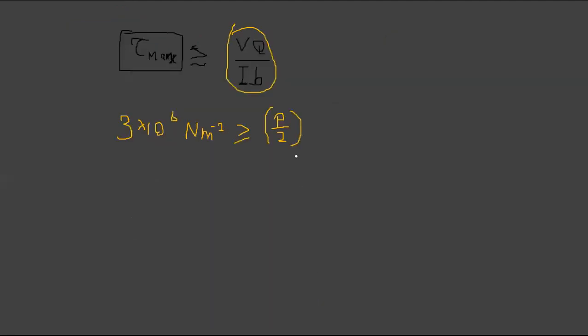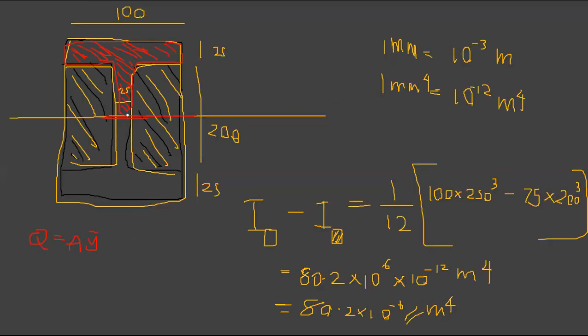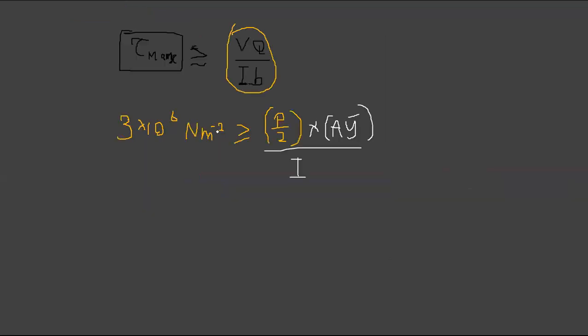So this is okay. Now my V value, you know that this is a Q value, A y bar, right? So the I value, you know, the thickness where your shear is getting critical, so you calculate it with respect to this level. So this thickness comes as 0.25 millimeters. So that's going to be 0.25 meters, right? So the I value is 18.2 to the power 10 to the power minus 6.